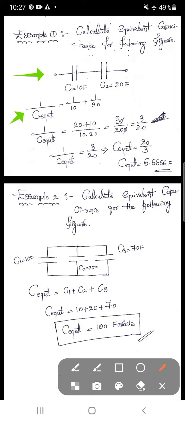Now 1 by C equivalent is equal to, taking LCM and simplifying, 20 plus 10 divided by 20 into 10. By simplifying, you will get the reciprocal of equivalent capacitance is equal to 3 divided by 20. We require only the value of C equivalent, we don't require the reciprocal of C equivalent. So 1 by C equivalent is equal to 3 divided by 20, then C equivalent is equal to 20 divided by 3. Finally, by simplifying, you will get C equivalent is equal to 6.6666 farads.